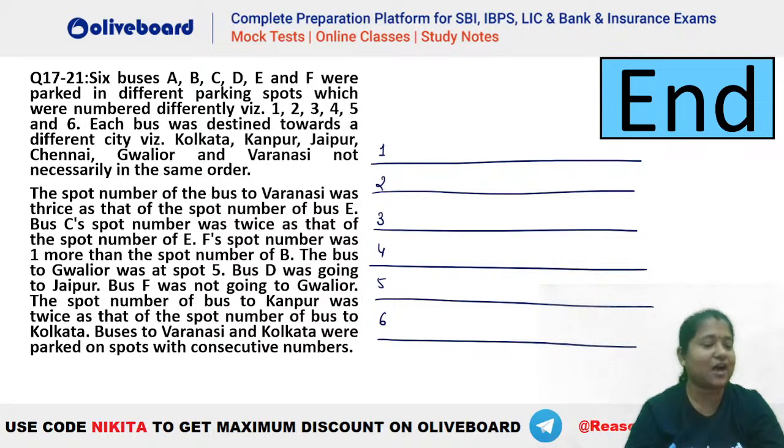Okay, let's see how this question has to be done. So you can see there are 6 buses which are given different spot numbers, and these buses are going to different cities here. Okay, Mayank also done. Good job.